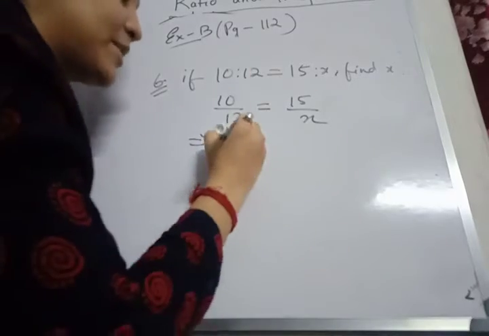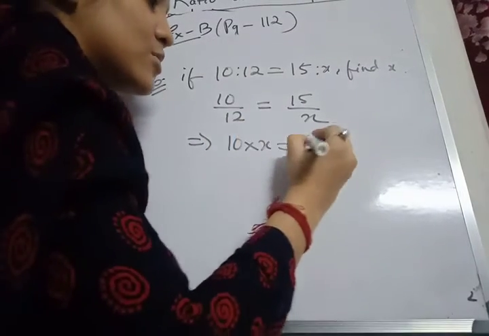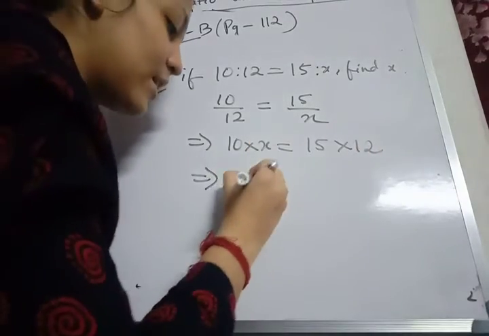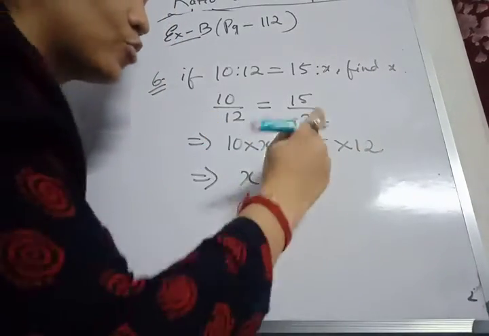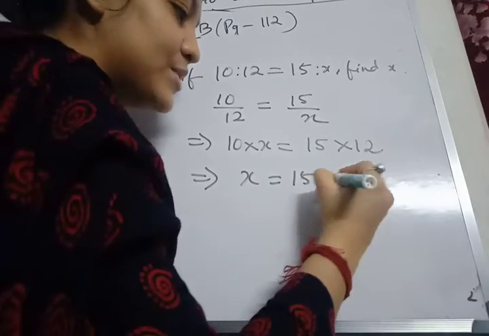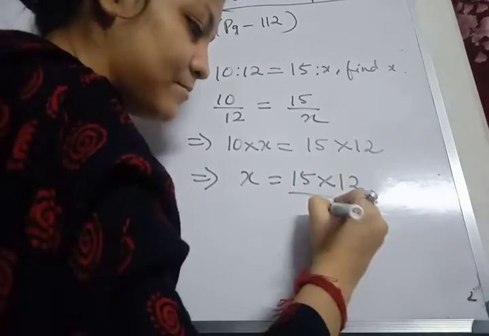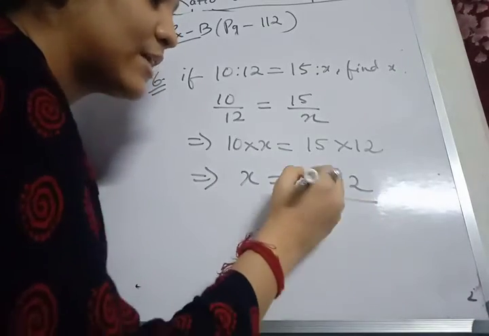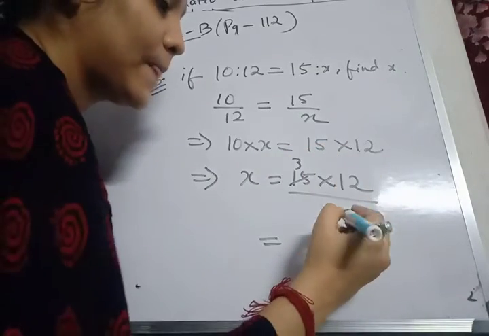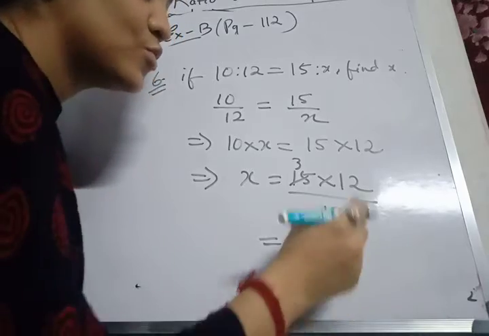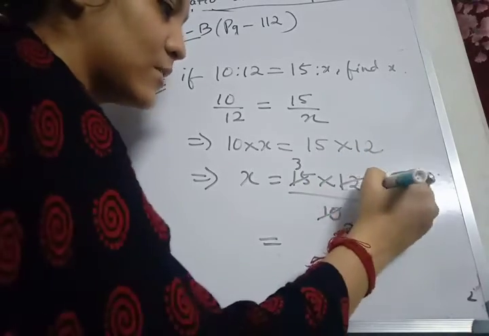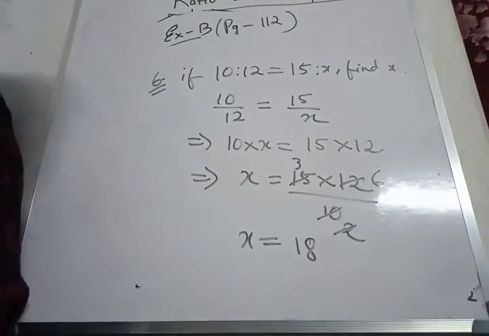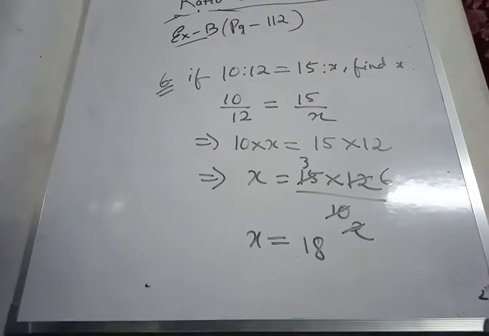We do the cross multiplication. So 10 into x equals 15 into 12. Now to find out x, 10 will go to the denominator: 15 into 12 by 10. Now on simplification, what do we get? 15 and 10 are divisible by 5. So 5 3s are 15 and 5 2s are 10. 2 and 12 are divisible: 2 6s are 12. 3 6s are 18. So x will be 18 over here. That is the answer.